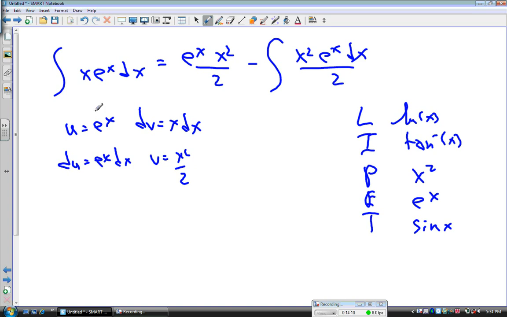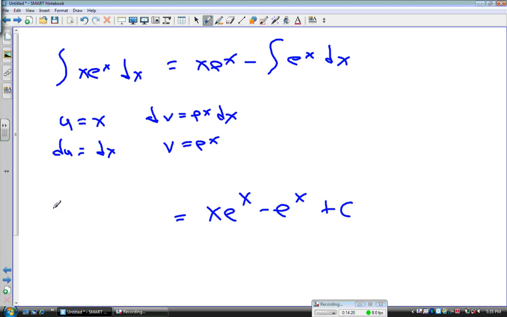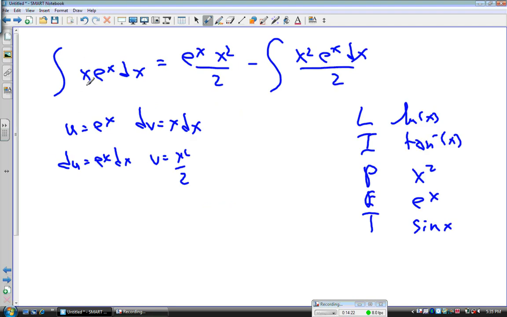Okay? So what do I do here? I have poly and I have exponential, or I have power and exponential. So I picked power over exponential for u. It didn't work when I made u equal to exponential. It worked better when u was the power. And I call this a power or a poly. Okay? So that's usually helpful. LIPET. So your choice of u is the first thing on this list from top to bottom, right?